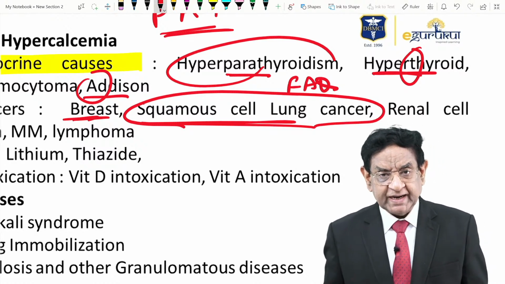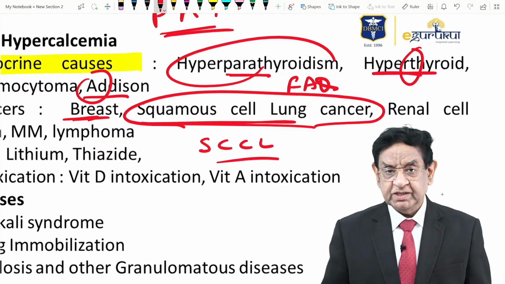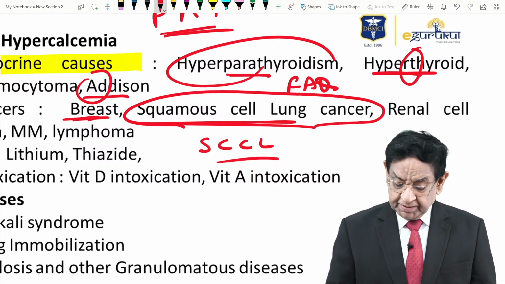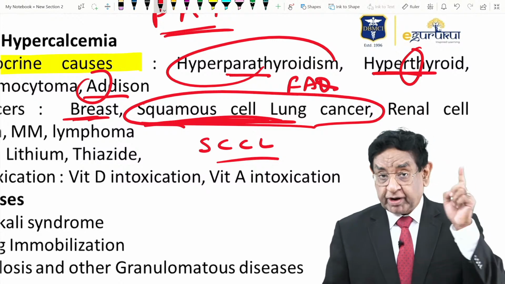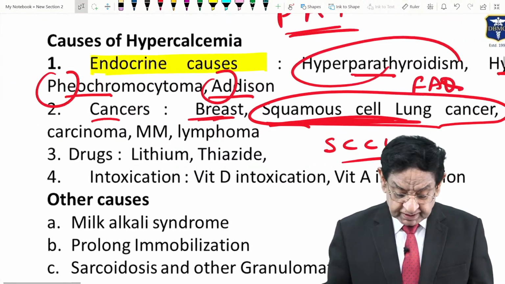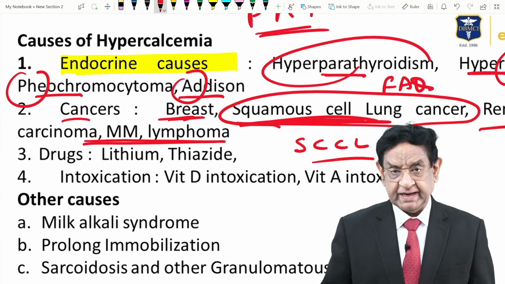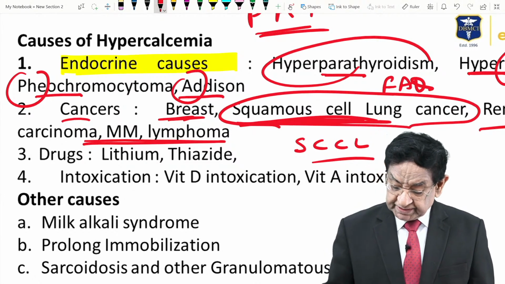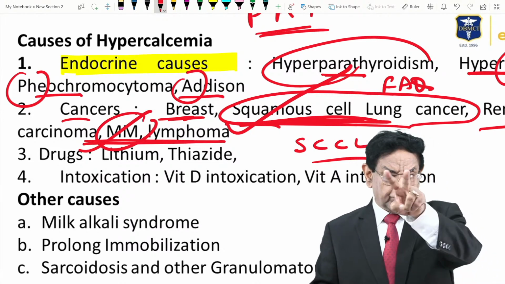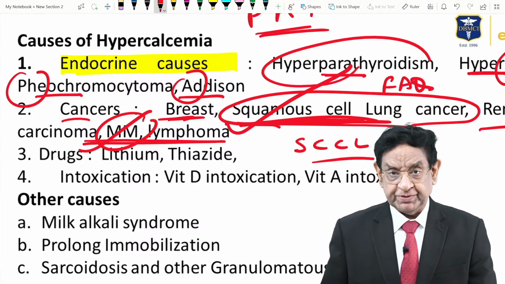We know very well in lung cancer, typically small cell cancer of the lung, there are a lot of neuroendocrine features. But hypercalcemia occurs in squamous cell, not in small cell. Renal cell carcinoma, multiple myeloma and lymphoma can also lead to hypercalcemia. Out of these, squamous cell is very important, and second important is multiple myeloma. Don't forget these two. These will get you rank number 1. Most important.